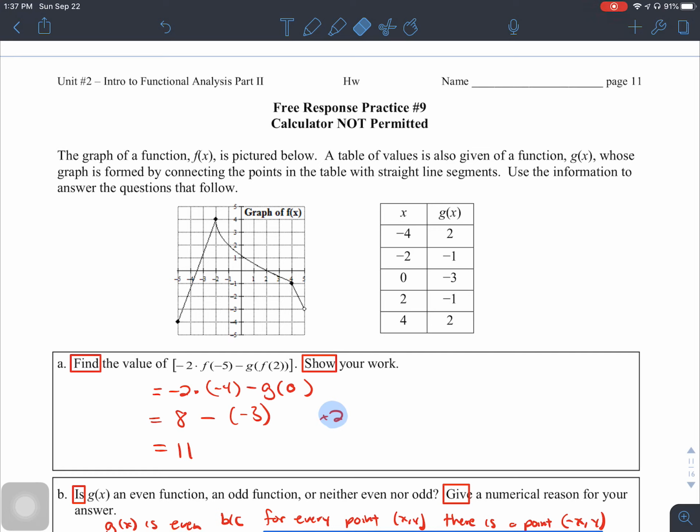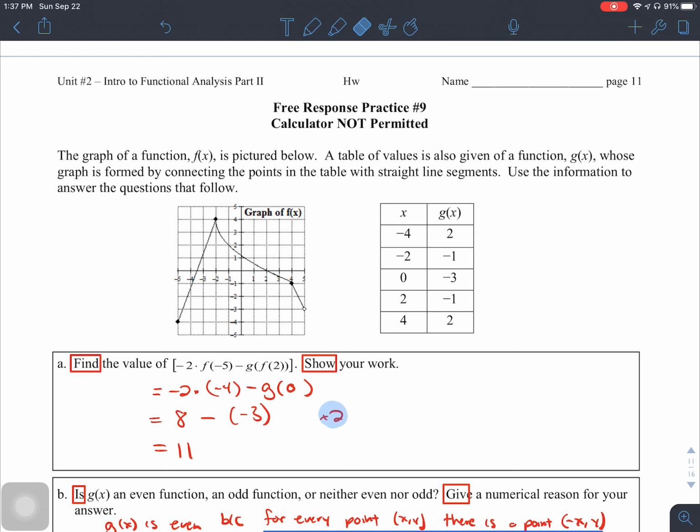Pre-AP Precalculus, Chapter 2. This is free response number 9. The graph of the function f of x is pictured below. The table of values is also given of a function g of x, whose graph is formed by connecting the points in the table with straight line segments. Use the information to answer the following questions.